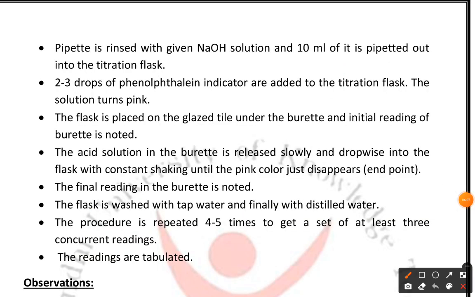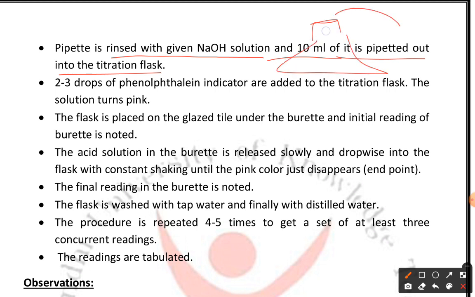Then the pipette is rinsed with the sodium hydroxide solution and 10 ml of it is pipetted out into the titration flask. Here we have the titration flask, which we already discussed. In this you are going to add 10 ml of sodium hydroxide, by using the 10 ml pipette.